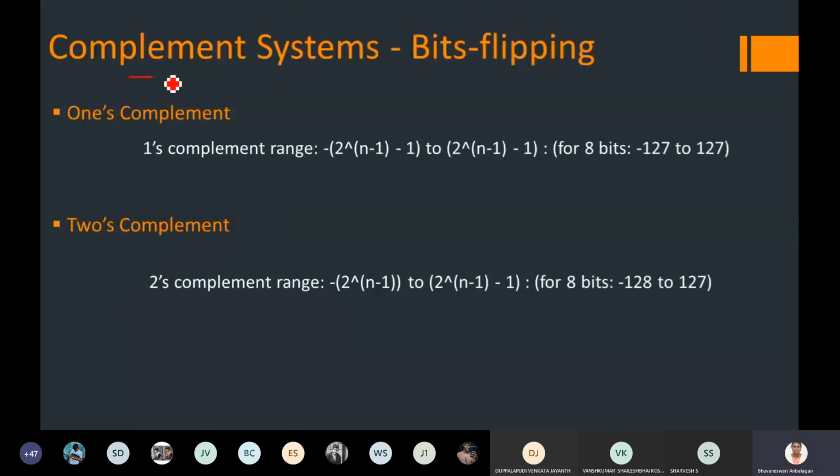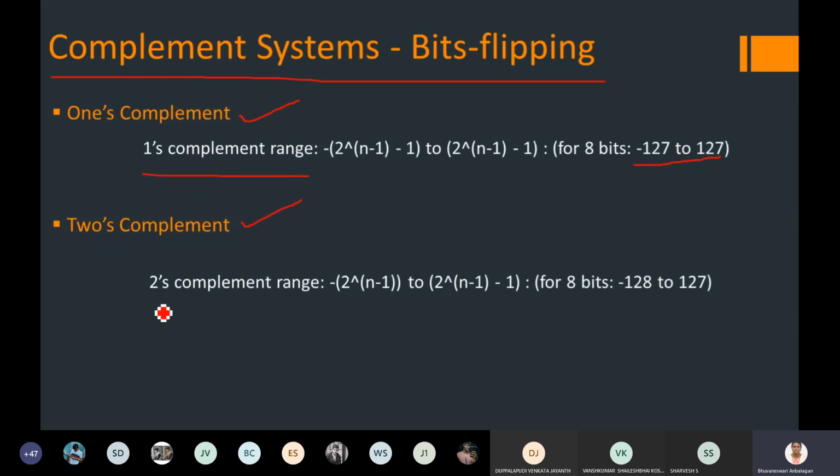How to take the complement of a number? Complementing a number is nothing but bit flipping. There are two complements available, 1's complement of a number and 2's complement of a number. 1's complement has the range from minus 127 to plus 127 that it can actually hold. That is the range of a 1's complement number.